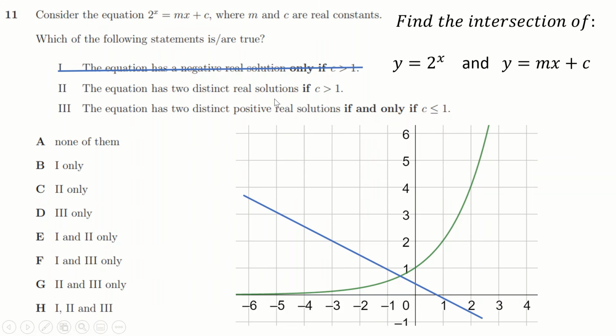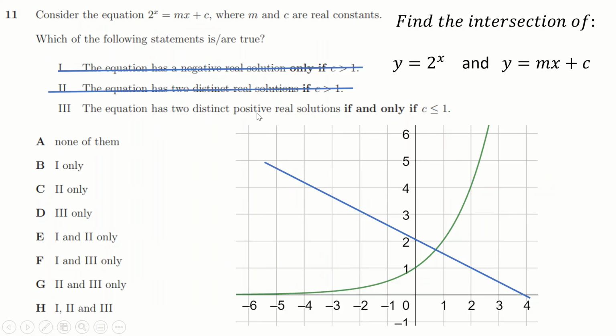It's not correct. The equation has two distinct real solutions if c is greater than 1. So I want c to be greater than 1. This is only talking about c greater than 1. So can I find a place where c is greater than 1 and I don't get two distinct real solutions? Well, yeah, if I just shift this line up a bit to make it go up there, this is just an example of it working. But if I shift that previous line I had up to there, then c is now bigger than 1 and I only have one solution. So this is not correct either.